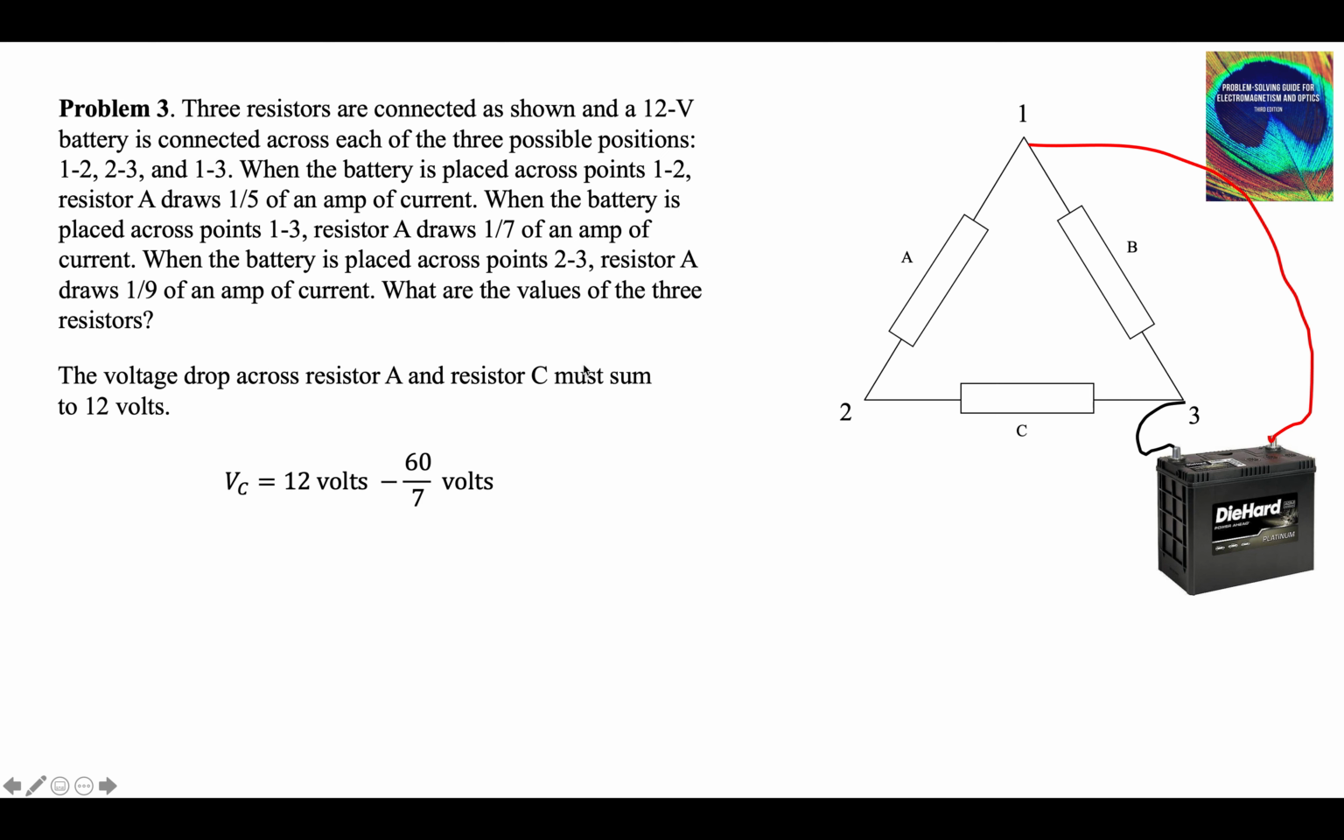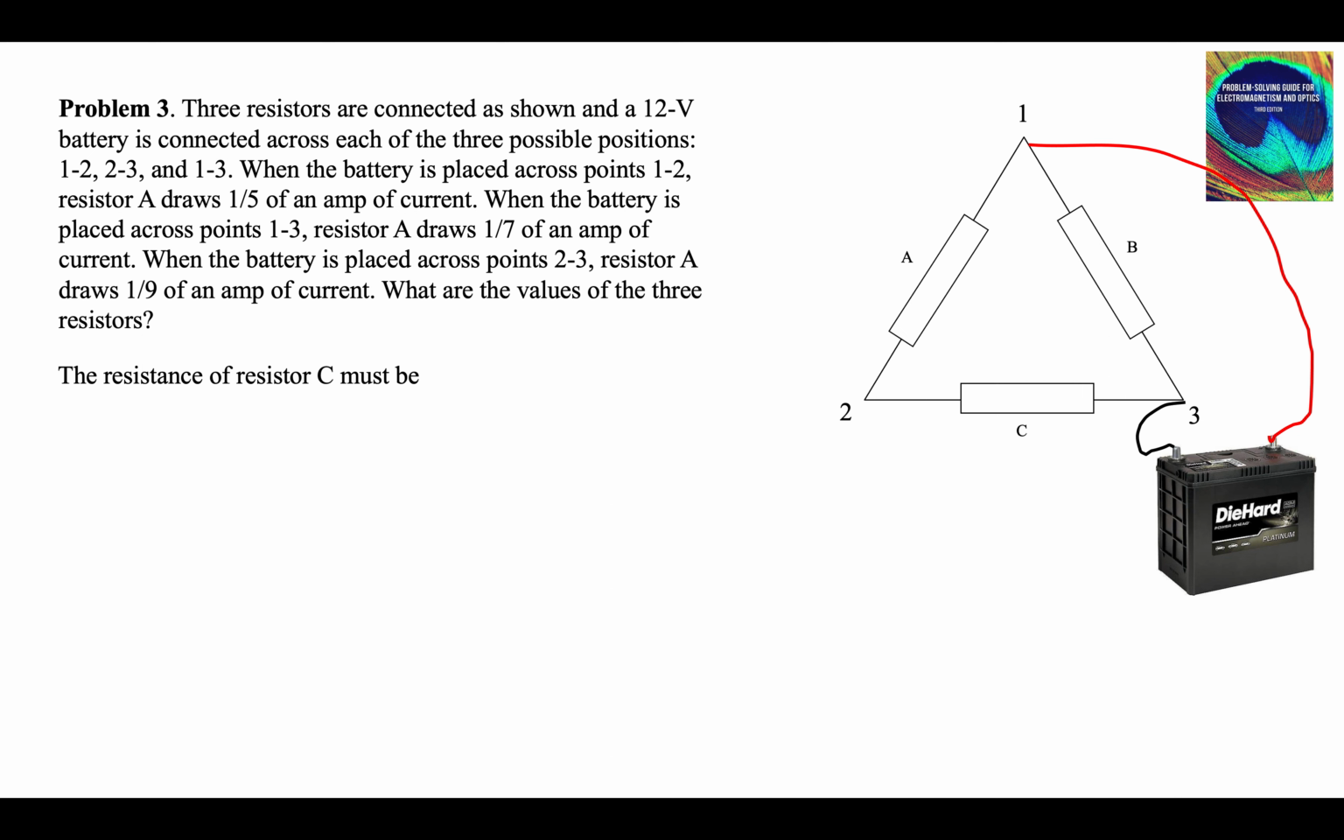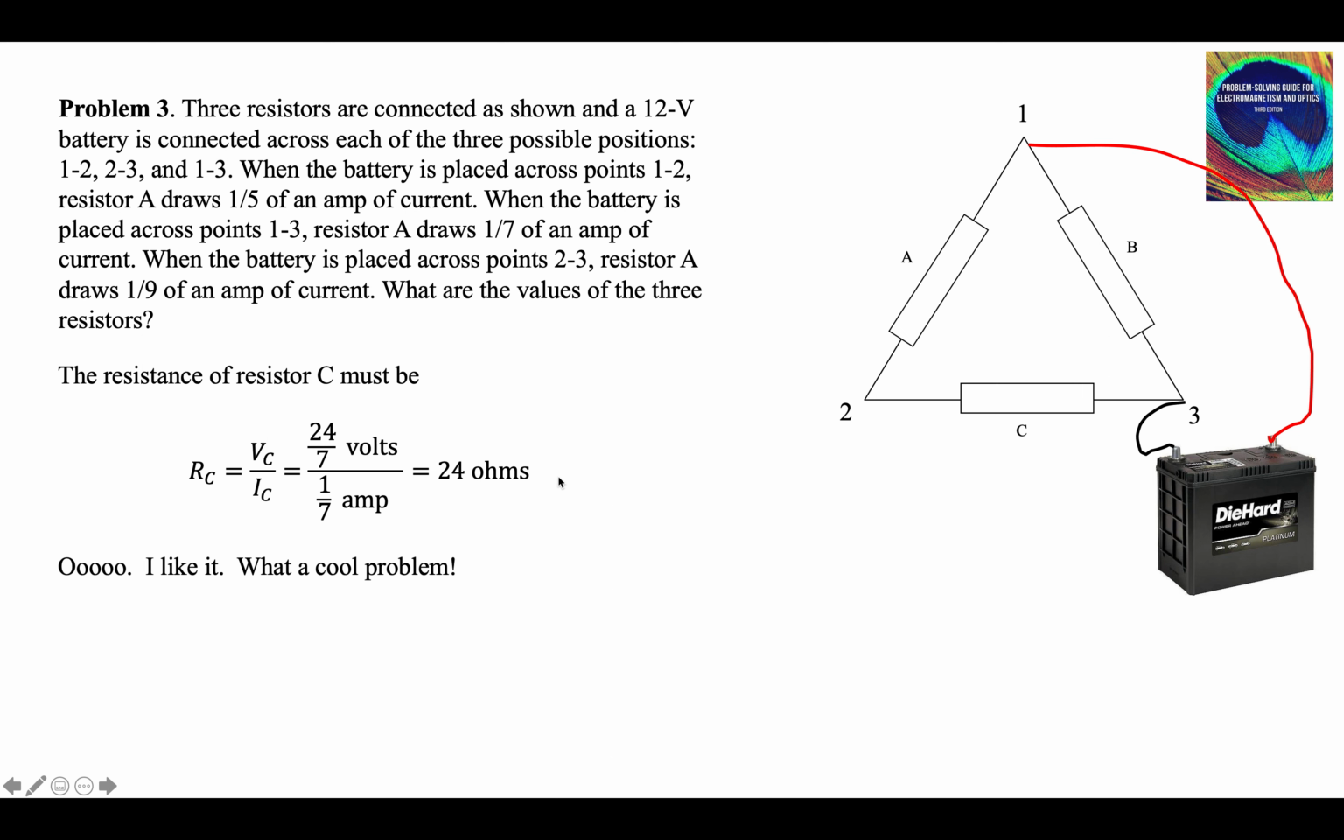So, the voltage drop across C is 12 volts minus the voltage drop across A. We can get a common denominator of sevenths. 84 over 7 is 12, so we get 24 over 7 volts for the voltage drop across resistor C, 3 3/7 volts. The current is also a seventh of an amp, got to be the same as resistor A. So the resistance of resistor C, we know the voltage drop, we know the current through it. The voltage drop is 24/7 of a volt. The current is a seventh of an amp. That's 24 ohms. Okay. Great problem.